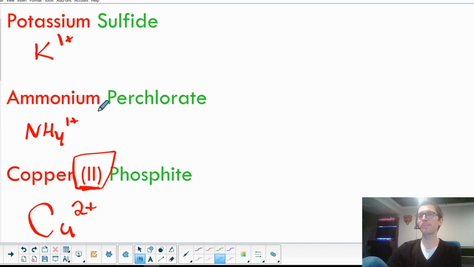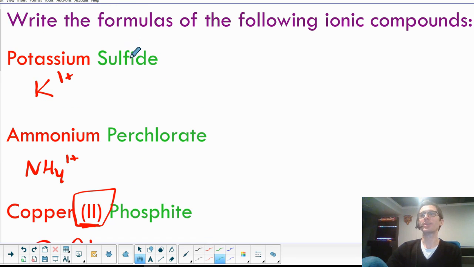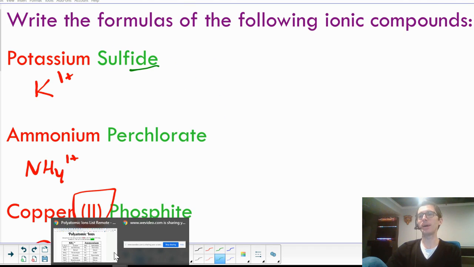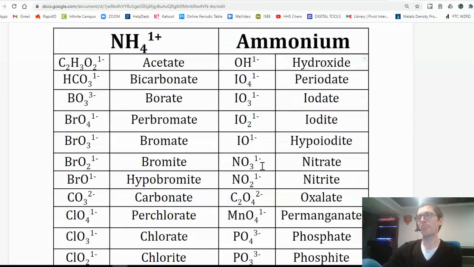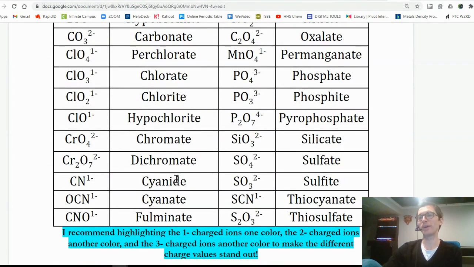Okay, done. Now we've got to look at the anion: sulfide, perchlorate, phosphite. Sulfide ends in "ide." On the polyatomic ion sheet, there are only two polyatomics that end in "ide" that we look at. One is hydroxide, which is OH minus, and that's not sulfide. The other one is cyanide, which is way down here, but that's not sulfide either.